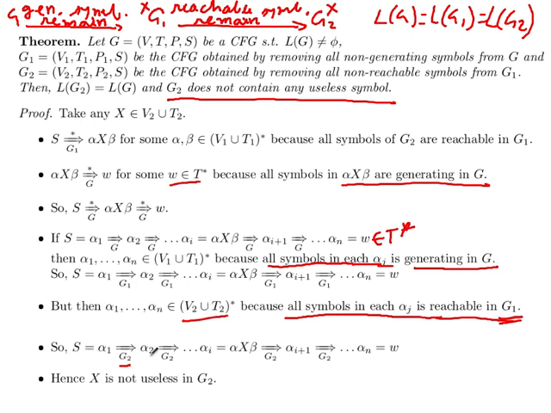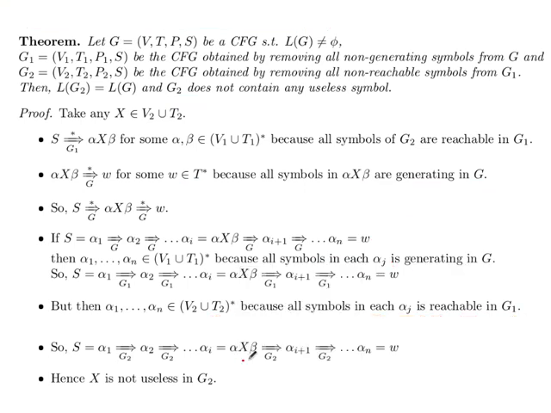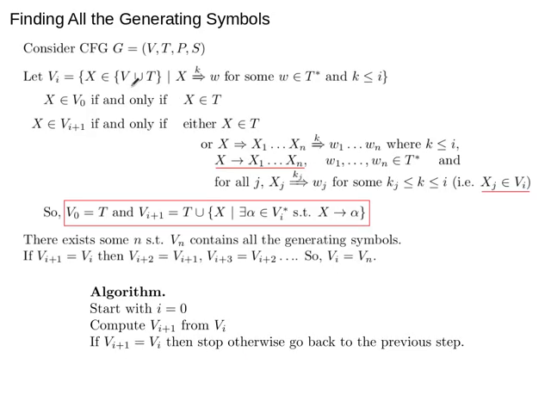And now since we have this thing in G2, you see that this X is obviously useful in G2. So there is no useless symbol in G2, and the language of G2 is the same as the language of G. Okay. So this is the proof.